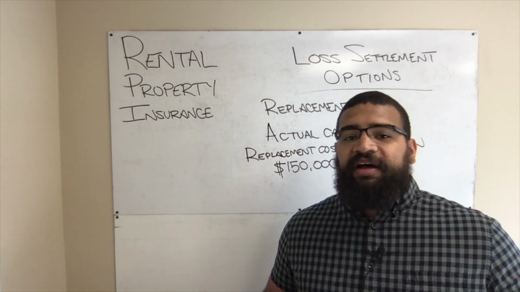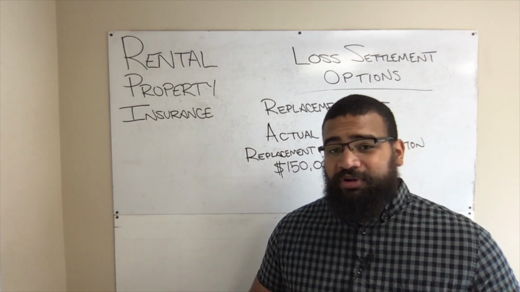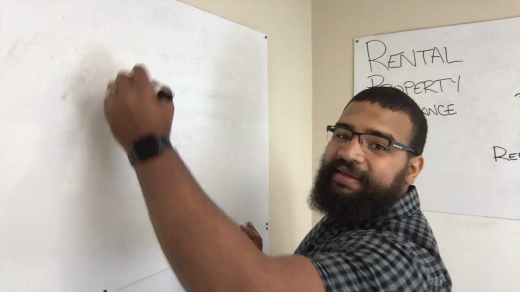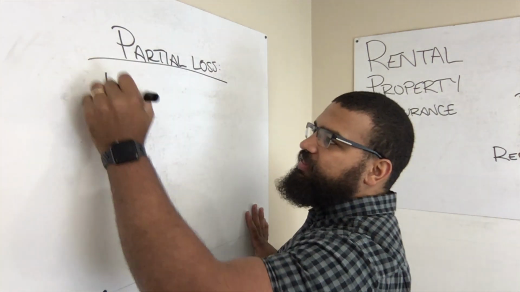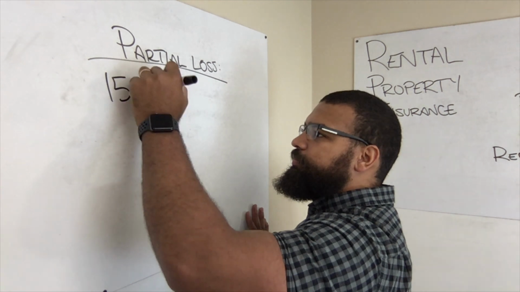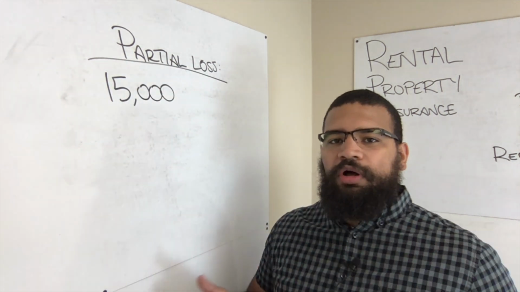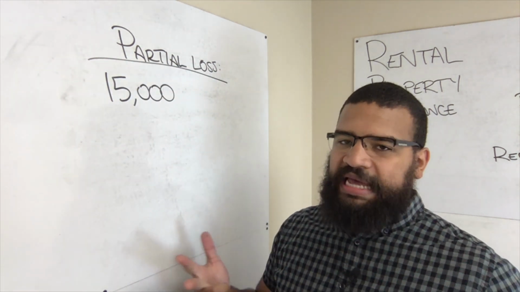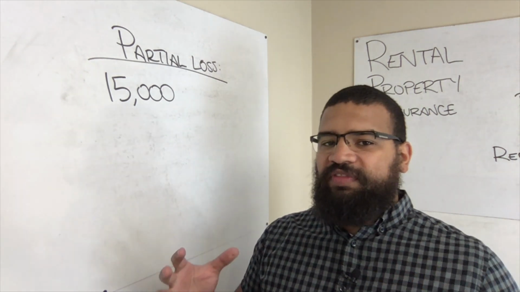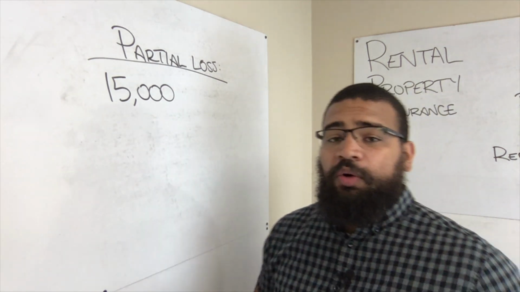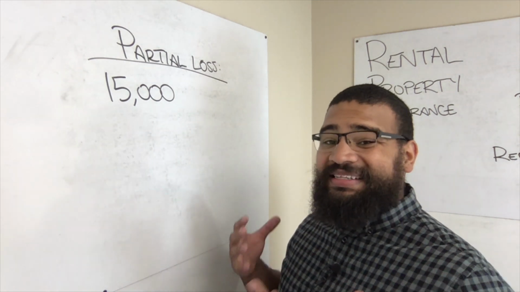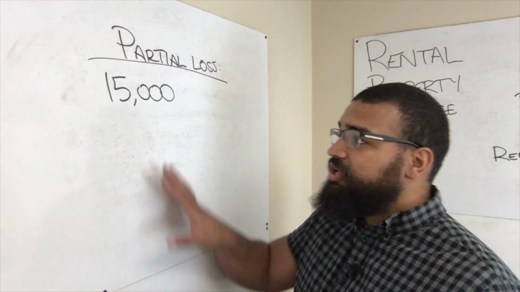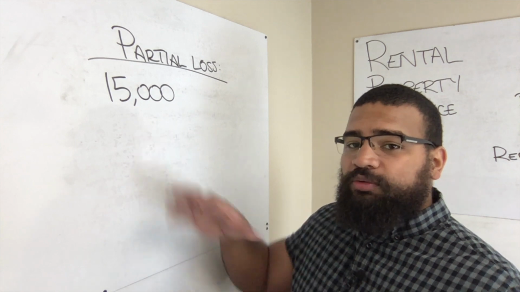So not if the entire building burns down, but what if only part of the building burned down? Let's use a kitchen fire, for example, because kitchen fires are pretty common. Let's say the kitchen fire causes $15,000 worth of damage. In order to replace the walls, appliances, countertops, and flooring, all of that costs $15,000. Well, most likely what's going to happen on your actual cash value policy is it's going to be depreciated. So now you've got the $15,000 replacement cost.